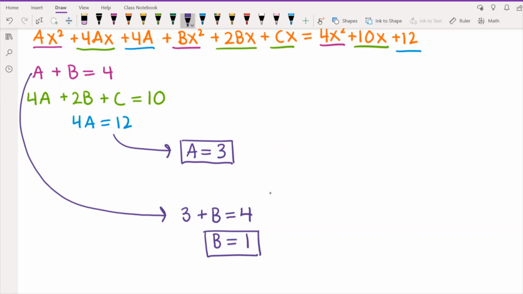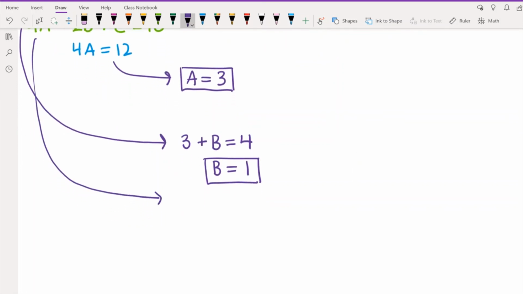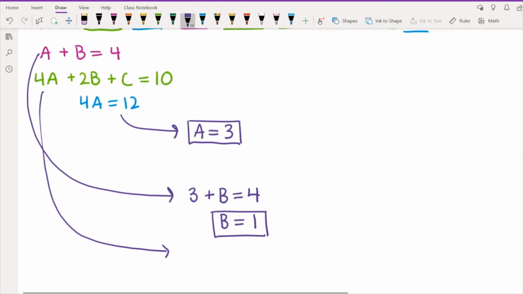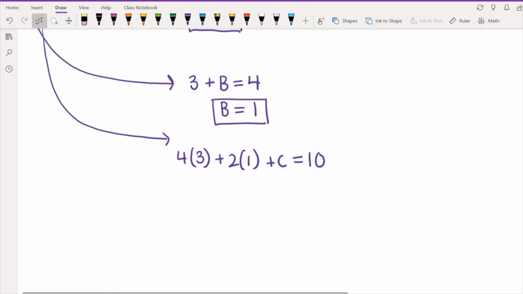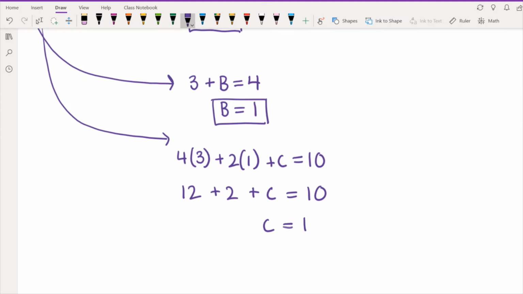And so now to find what c is, we can just take this second equation and plug in what we found a and b to be. So we have 4 times 3 plus 2 times 1 plus c is supposed to equal 10. And so that tells us that we have 12 plus 2 plus c is going to equal 10. So c is going to be equal to 10 minus 14. So c is equal to -4.